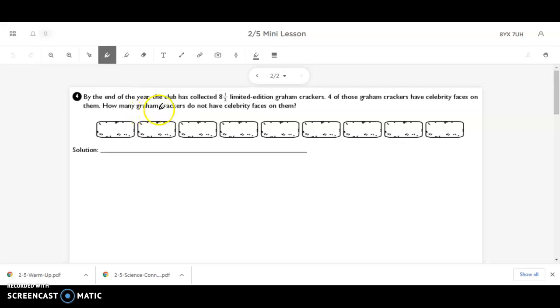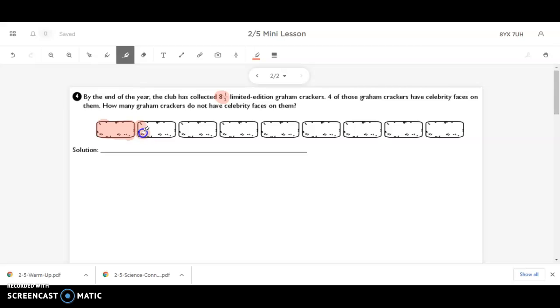Now, by the end of the year, the club has collected 8 1/2 limited edition graham crackers. 4 of those graham crackers have celebrity faces on them. How many graham crackers do not have celebrity faces on them? Okay, so let's start working. So we have 8 1/2. So we should put in how many whole graham crackers? 8.